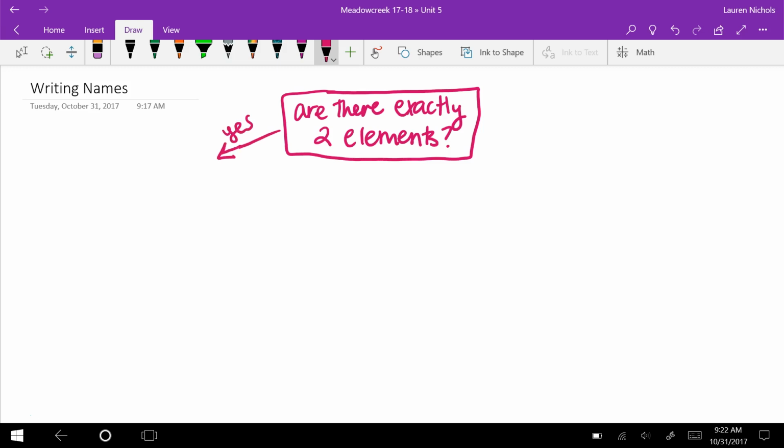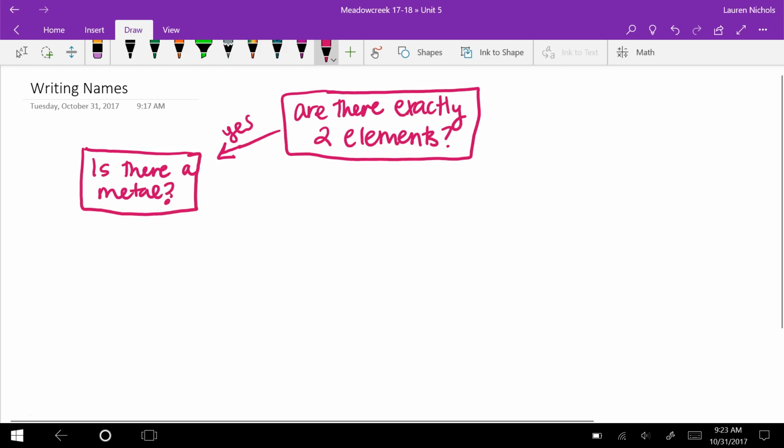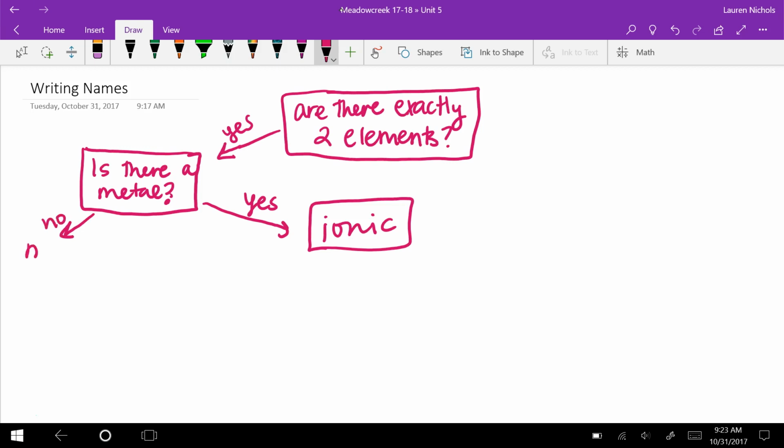If the answer is yes, then you have to ask yourself another question: is there a metal? Because if there is a metal, meaning the answer is yes, then we know the compound is ionic. But if the answer is no, then it is covalent. And that's going to change how we name things.